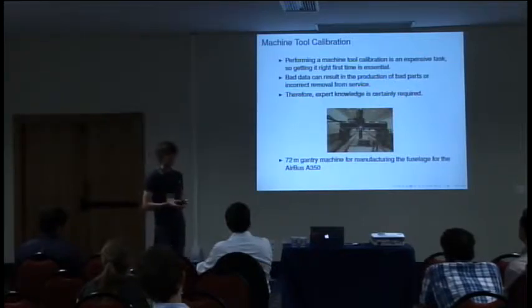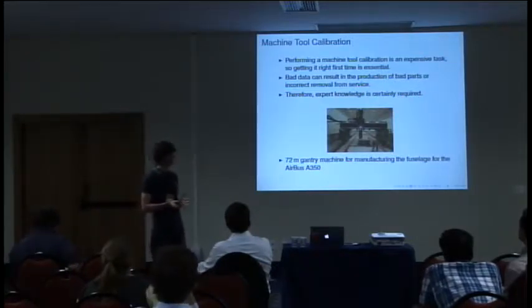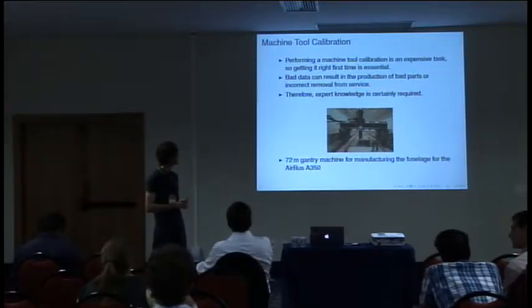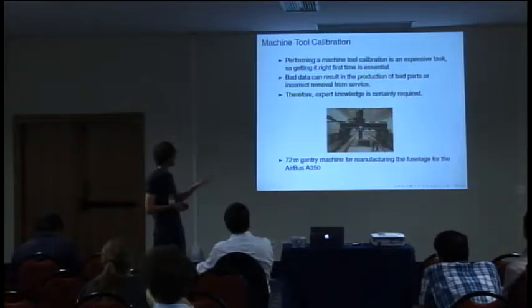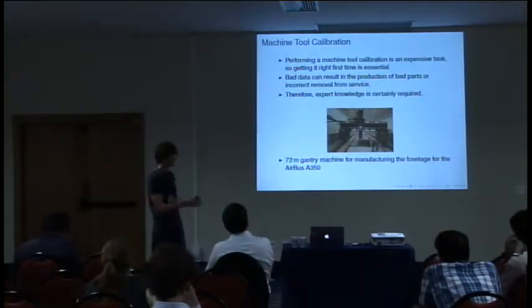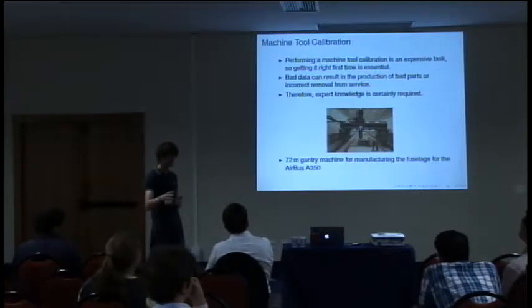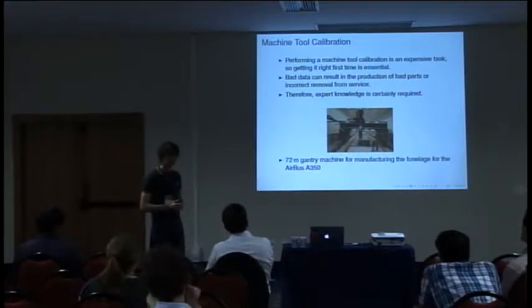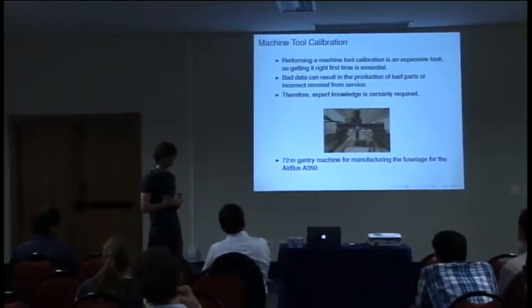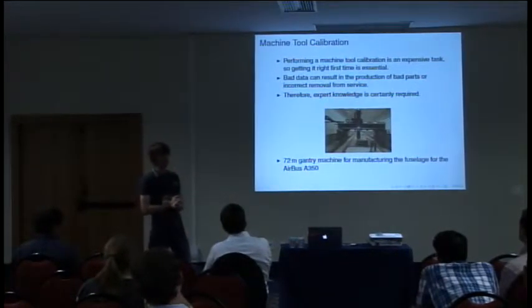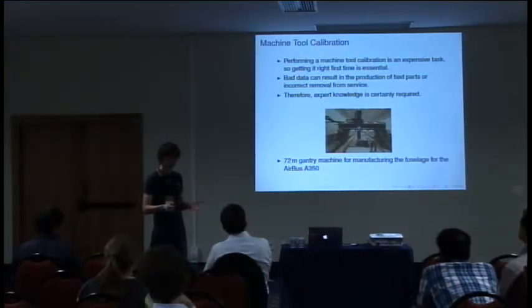Performing a machine tool calibration is an expensive task. The machine needs to be taken out of service for quite a lengthy period. So you really need to make sure that you get it right first time. On the bottom here we have a picture of a machine that has a 72-metre traversal length, and you have to measure all the geometric errors across that entire length. And that's going to take a long time. You've got a lot of measurements to do. The machine's going to be out of service for at least a week. You need to make sure that all the results you get are usable, otherwise you've wasted time.